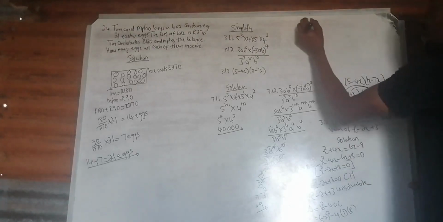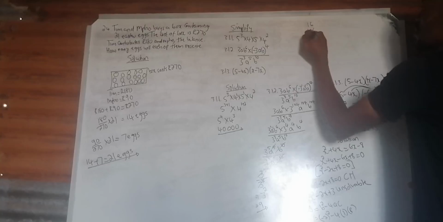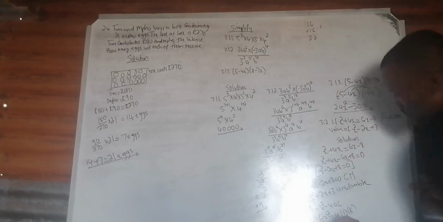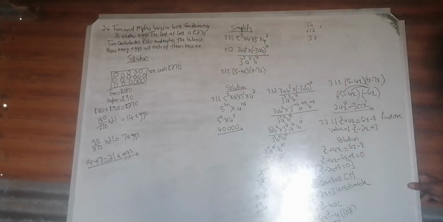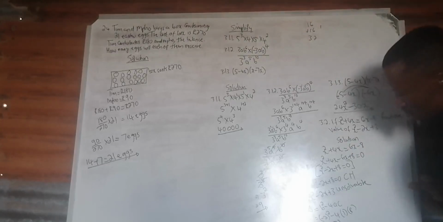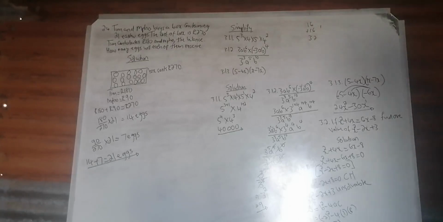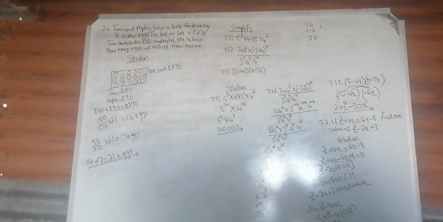You will have 4 minus 32, which is negative 28. The root of negative 28 is a complex number. Therefore, it is unsolvable.